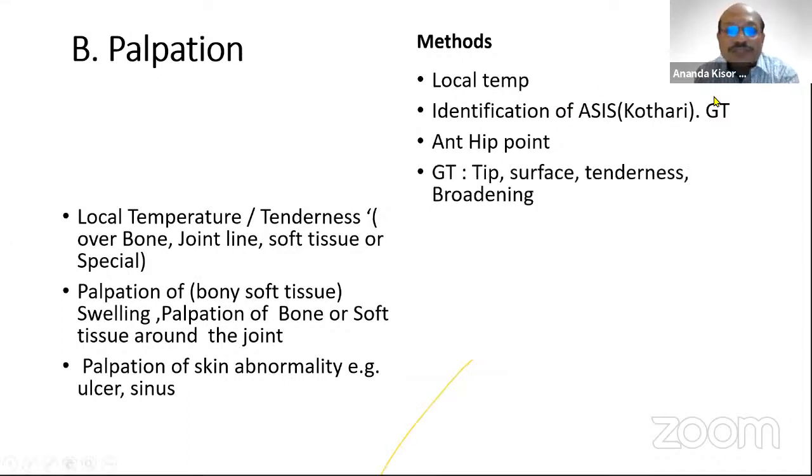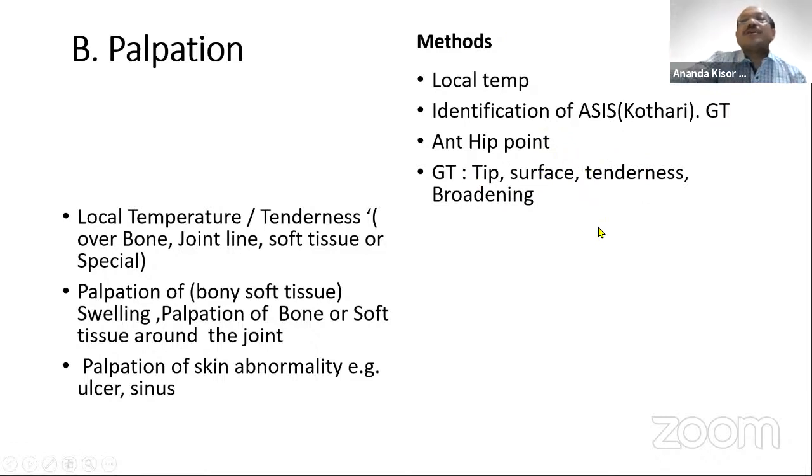Okay, now the GT. Once the GT is palpated, we have to see the tip, whether it is level, its surface, its tenderness. Tenderness can be superficial GT tenderness, deep GT tenderness, and deep bitrochanteric tenderness. Superficial tenderness can be easily ascertained during surface palpation. The surface of the GT can be ascertained by just gentle rubbing over the greater trochanter. If it is highly tender, superficial tenderness can be easily palpated.